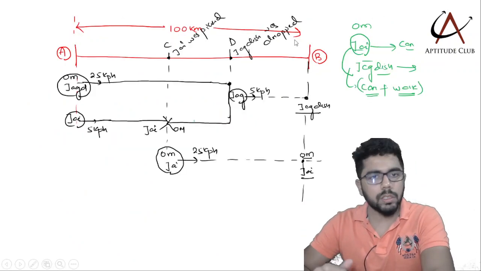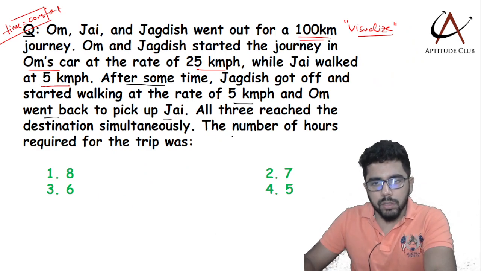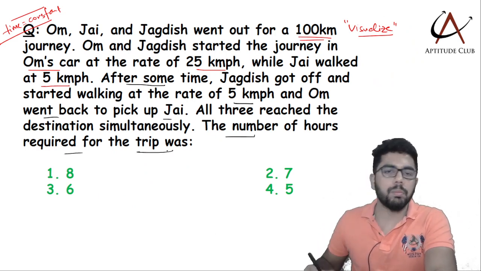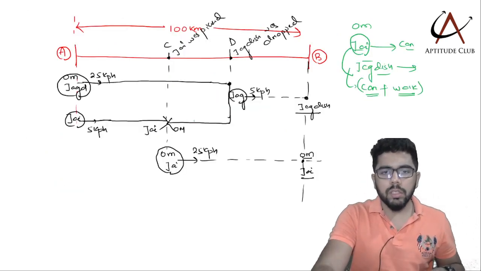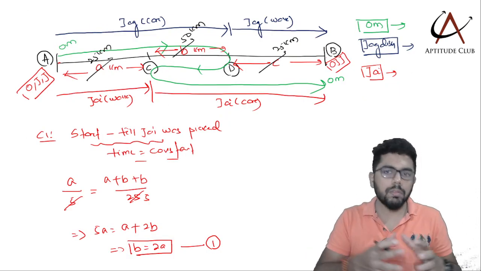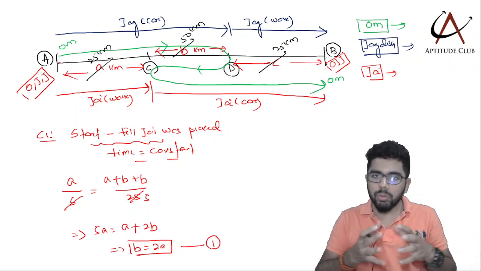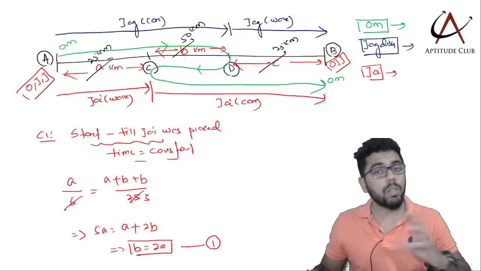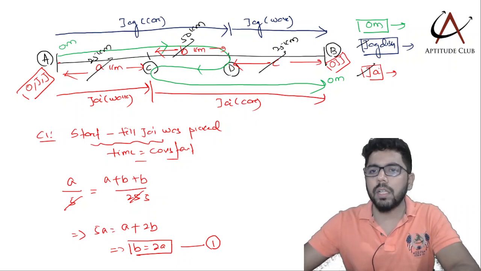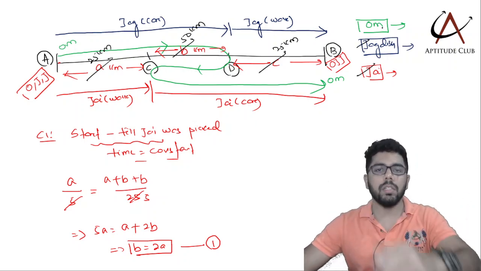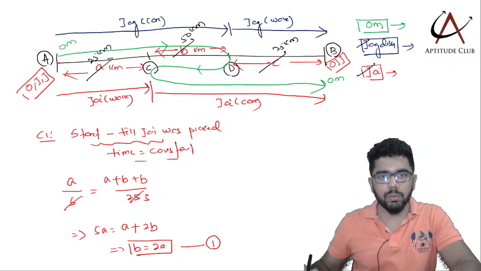Once you know the distance, then let us see what is the question asking. The number of hours required for the total trip. Now when you look at the total trip, I can say all three of them started together and all three of them ended together. So if I want to know the total duration of the trip, I can take any one of the three. Preferably either I will take Jay or Jagdish because they are going straight linear way. Om is making a to and fro motion.